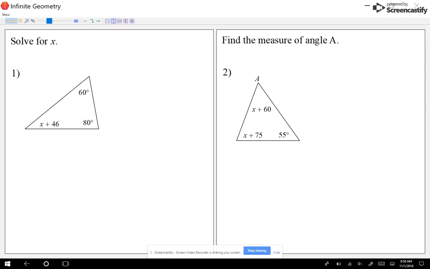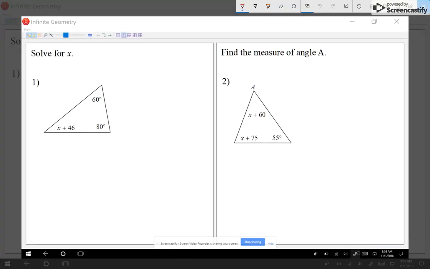For today's task, we're going to be looking at the angles of a triangle. The three angles of a triangle add up to 180. So looking at my example number one, the way I'm going to solve for x, I'm going to add everything: x plus 46 plus 80 plus 60, all three angles, and this is equal to 180.